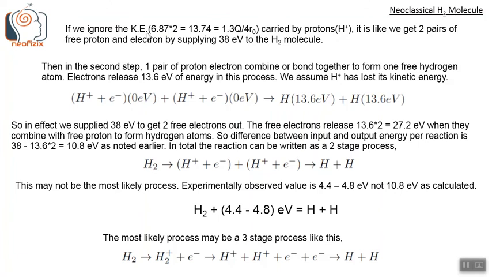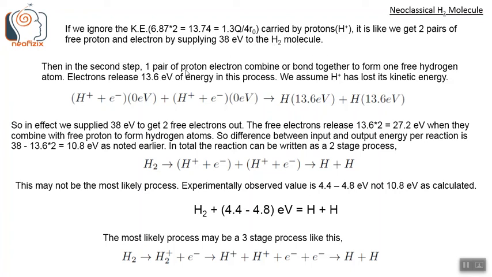So if we ignore the kinetic energy carried away by the protons, that is the H plus ions, it is like we get two pairs of free protons and free electrons by supplying 38 electron volts to the hydrogen molecule. That is the completely dissociated state. This is the first step.